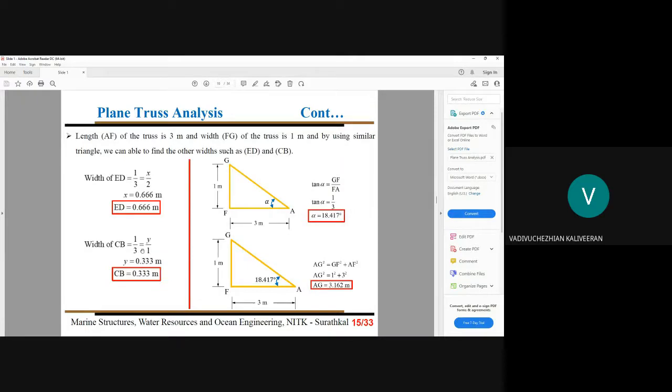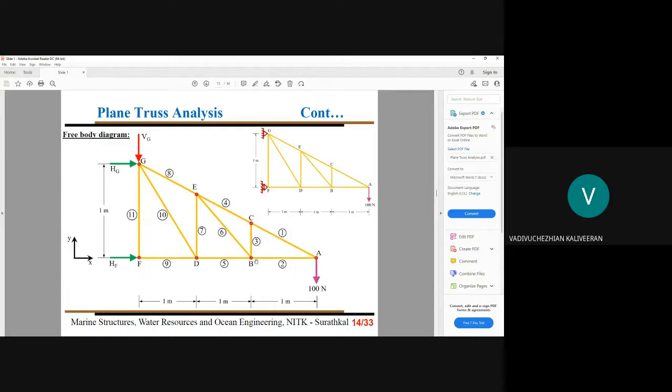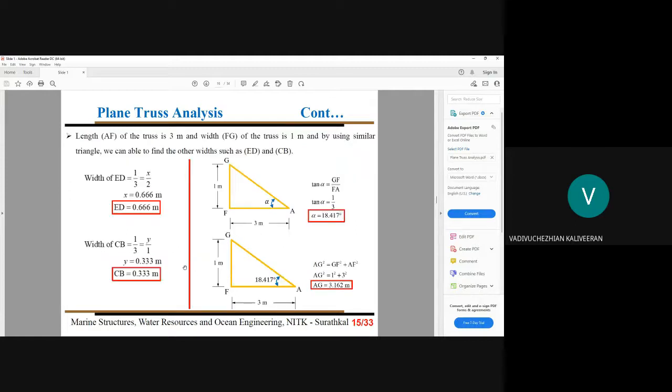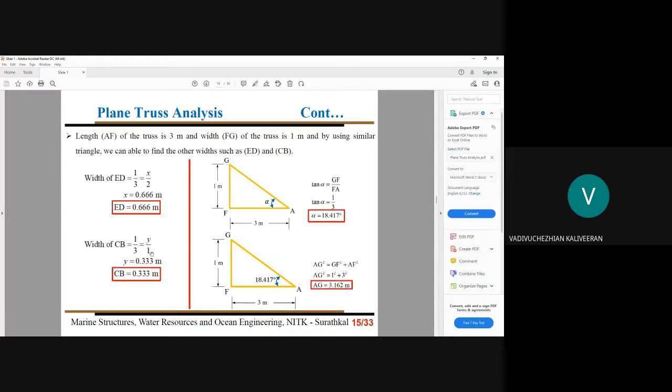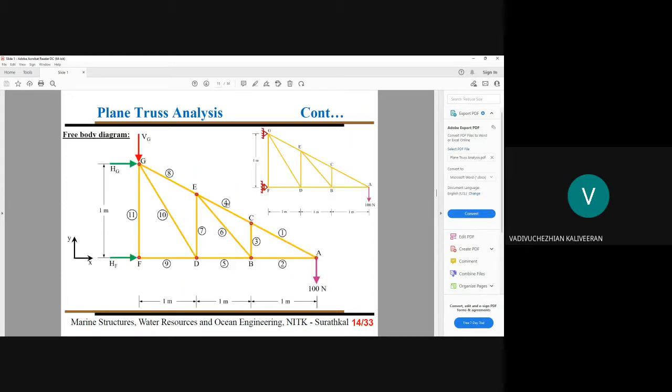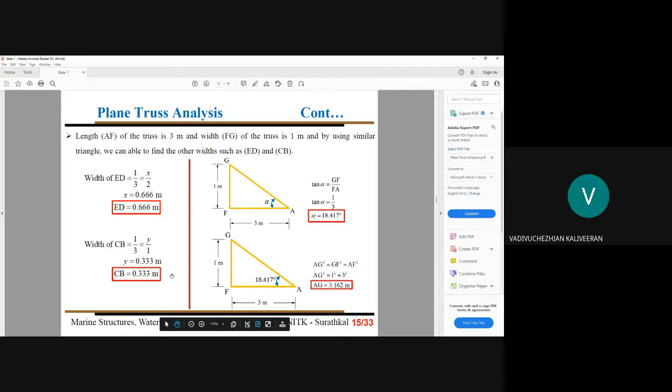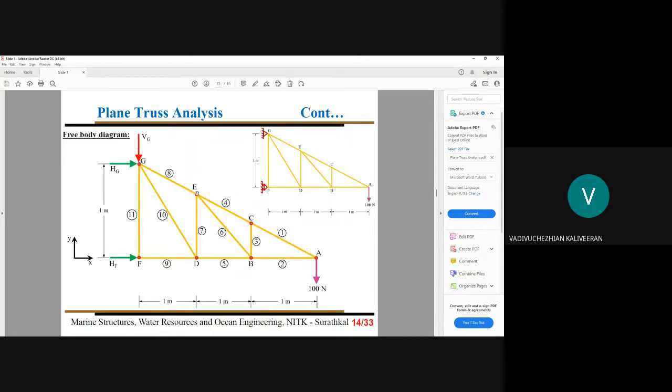Next, we want to understand the CB portion also. In the CB portion, we have one smallest triangle, and we fix our base length comparison. Here also the slope is the same, so we use the similar triangle principle: 1/3 equals y by 2. That y is 0.33. X and y are not axes, we are just using them to represent magnitudes. After fixing these heights, ED and CB, we can think about our calculation. Now this portion is known, this portion is known, and this angle is also known.